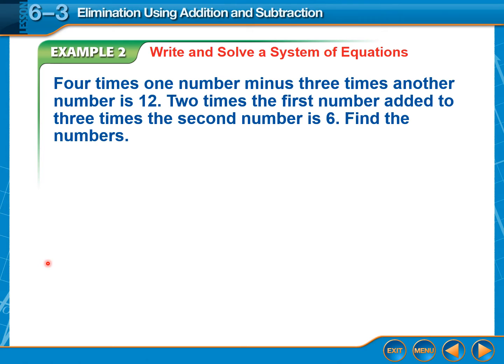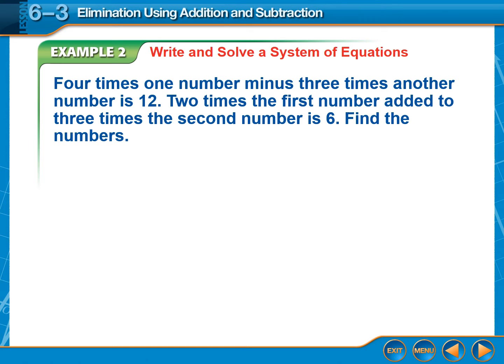All right, let's take a look at a word problem. It says 4 times one number minus 3 times another number is 12. 2 times the first number added to 3 times the second number is 6. Find the numbers. So when you're looking at a problem like this, you want to make sure that you break down all the information that you have into manageable parts.